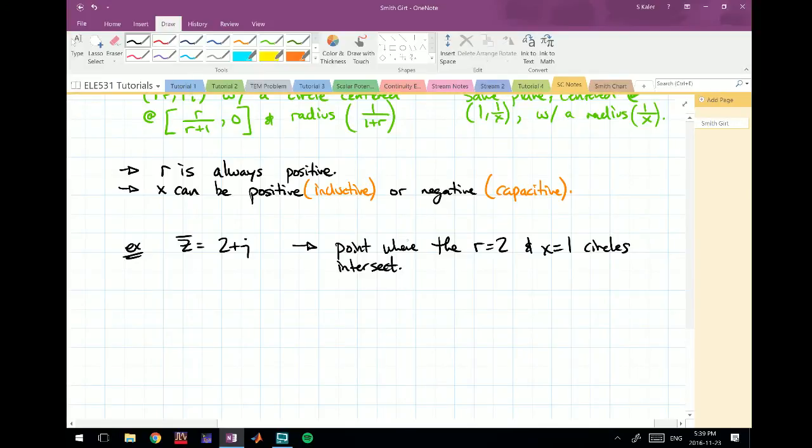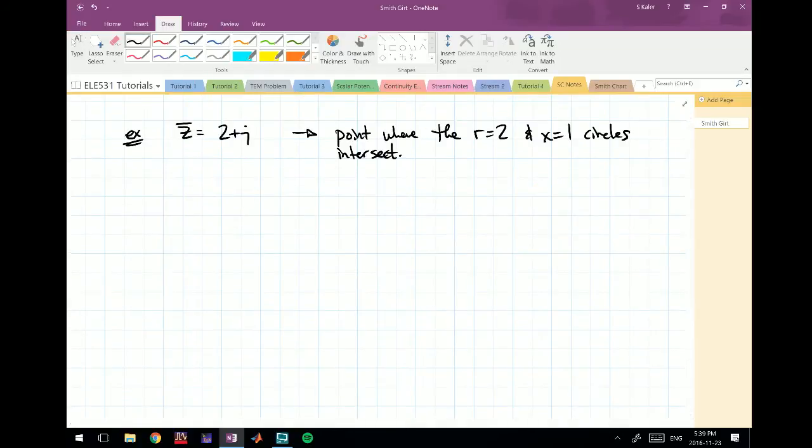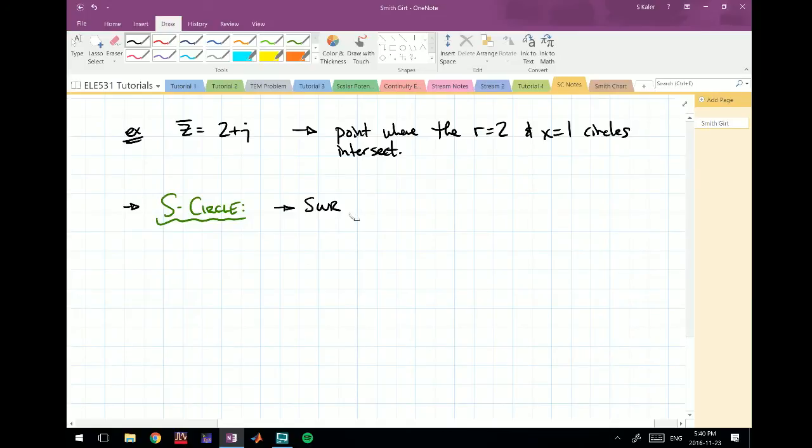There are actually other things that we can use the Smith chart for as well, besides just R and X circles. So we have what's called the S circle. What is the S circle? Maybe we should give this a little bit of a highlight here just so we can distinguish it from the rest. Now this S circle is actually the SWR circle. More specifically, it's called the constant SWR circle. So the SWR anywhere on this circle will be constant. So that's another thing we can use it for.